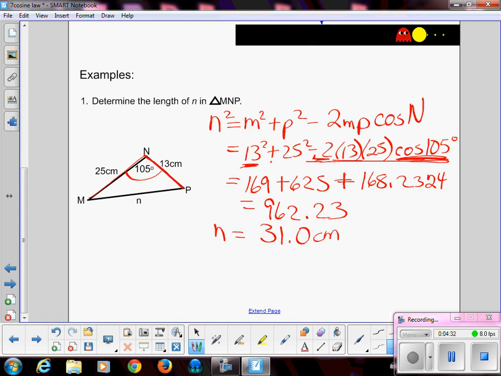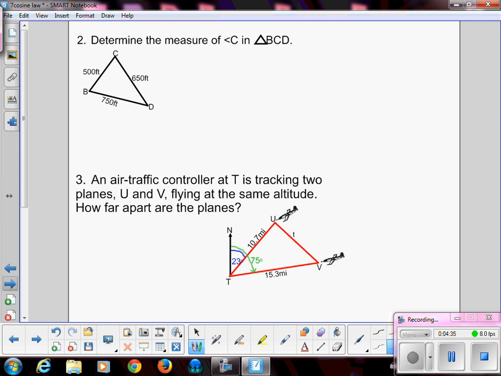Okay, so let's take a look at another question. The next question is: determine the measure of angle C in triangle BCD.